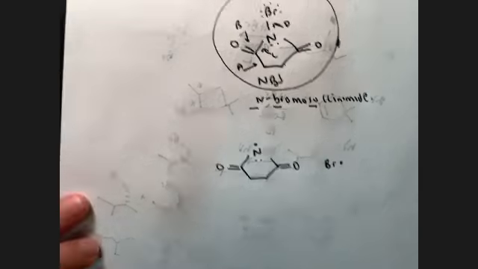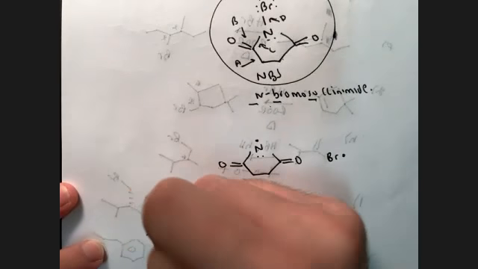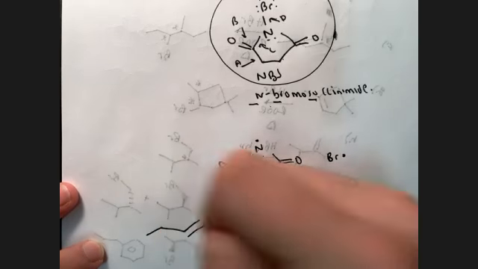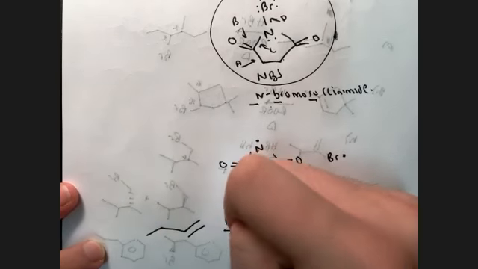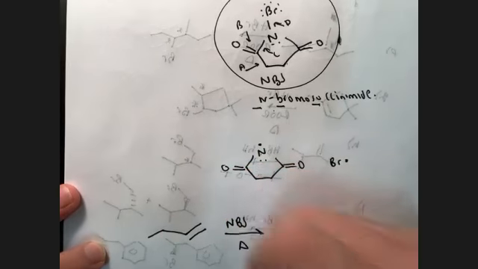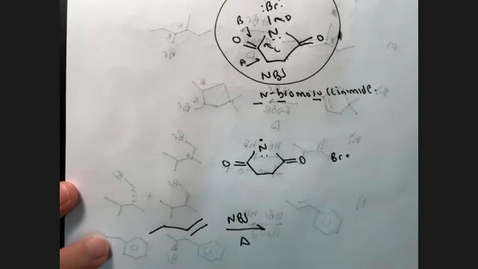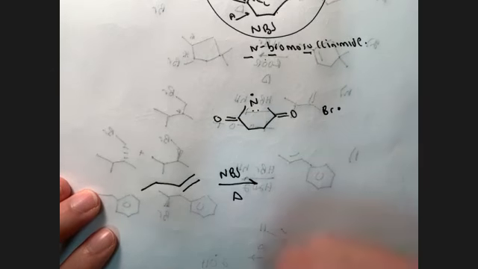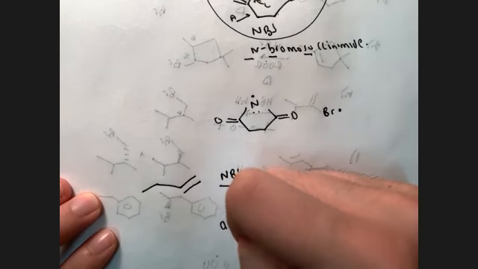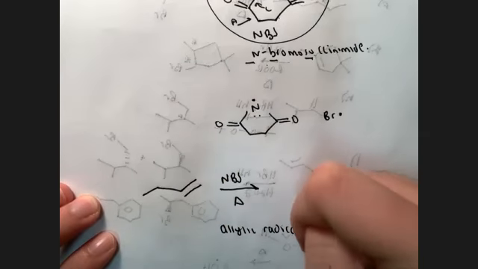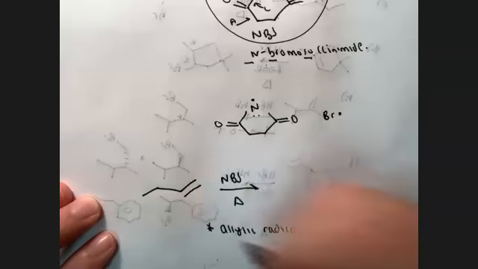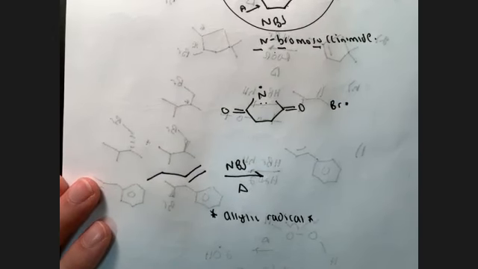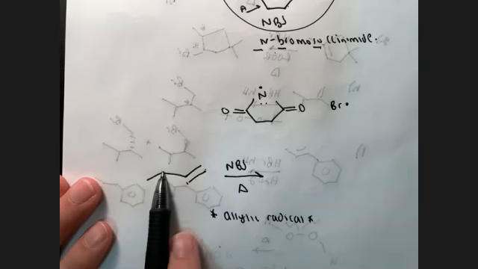But essentially, let's just take an example. Let's take this, and let's just do NBS and heat. Because we don't cover the mechanism, what you need to immediately go to is knowing that this goes through the intermediate known as an allylic radical. You guys know what allylic radicals are. Allylic means adjacent to a pi bond, and radical. So adjacent to a pi bond is here.